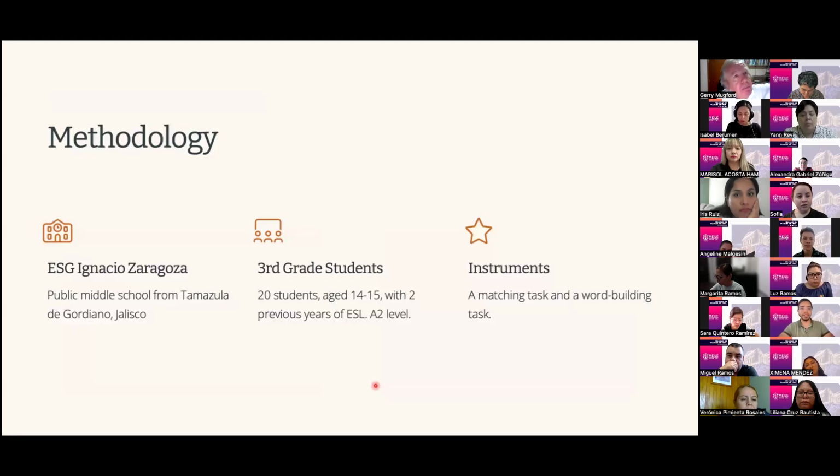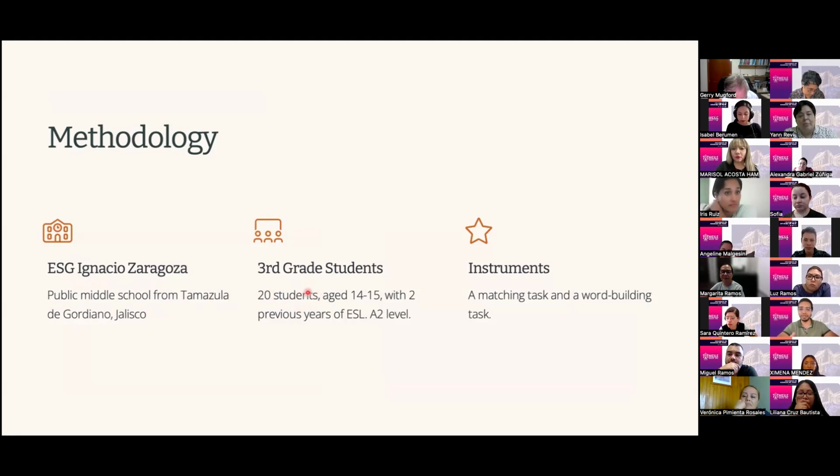And finally, the methodology is the participants that I'm going to use and the instruments. So it's the school where I work. It's Escuela Secundaria General Ignacio Zaragoza. It's a public middle school at Tamazula, Jalisco, a region from the south. It's near Colima's volcano over there.